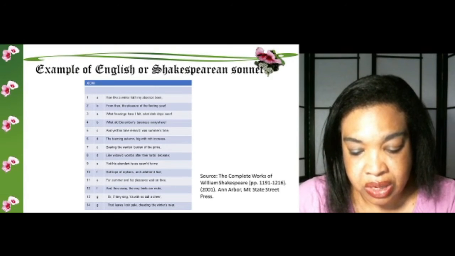Yet this you have tree and the fruit and mute, and then it ends with a couplet with share and near.